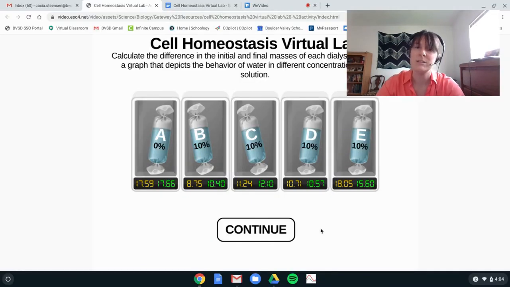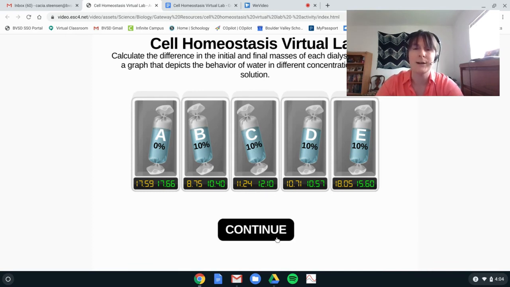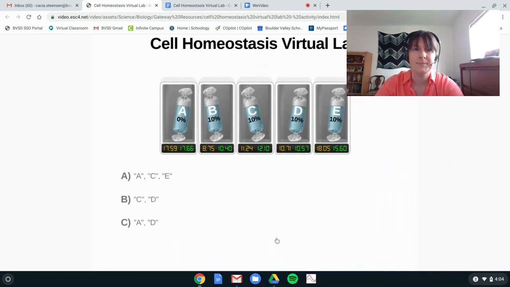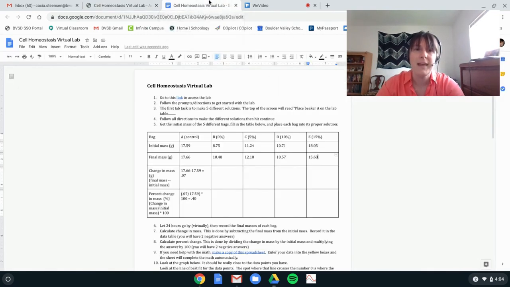All right, now it's time to do some math. I need to calculate the difference between the initial and final mass of each one of these different dialysis bags. Then I also need to calculate the percent change in mass because they didn't all start with the same mass, so percent change will allow me to compare a little bit easier. In order to do this, change in mass is just the final mass minus the initial. So I could take 10.40 and subtract 8.75. That would give me my change in mass.